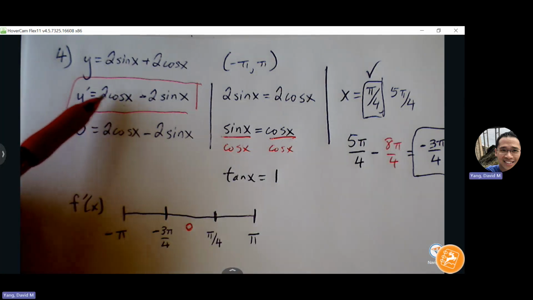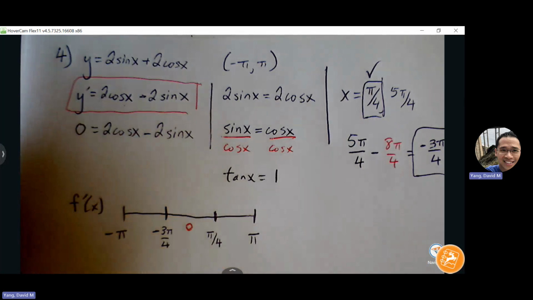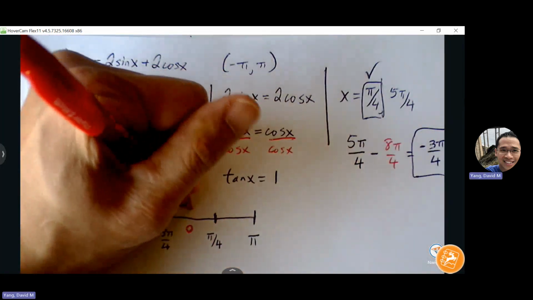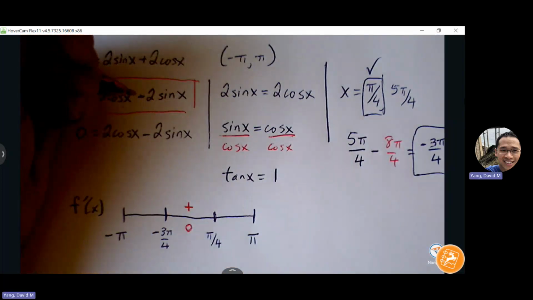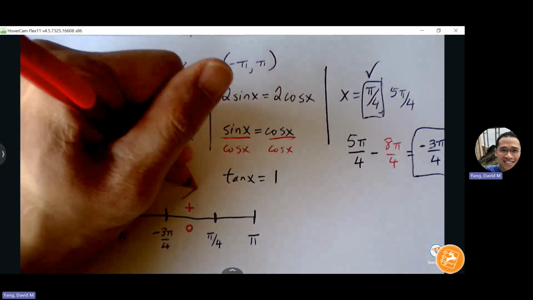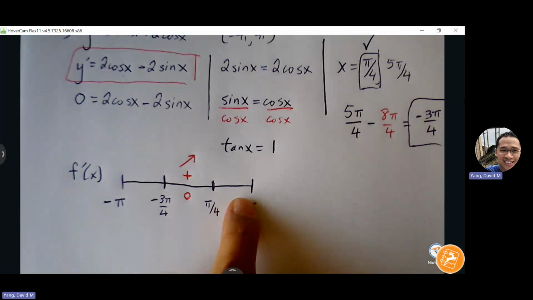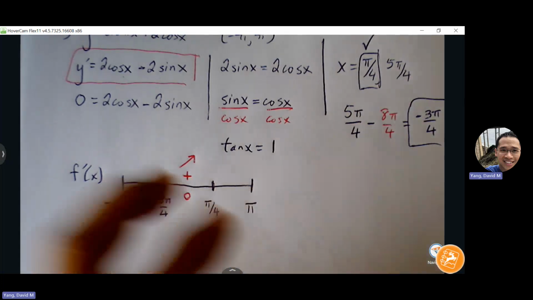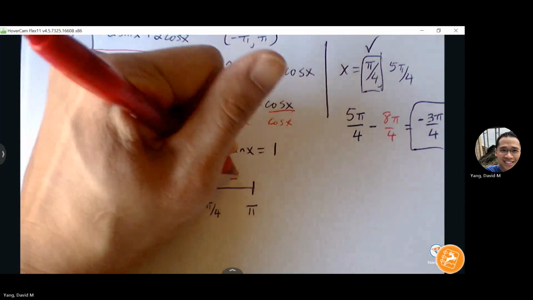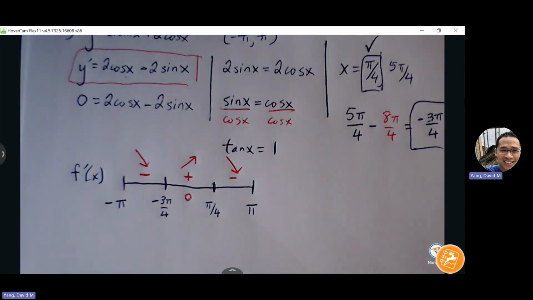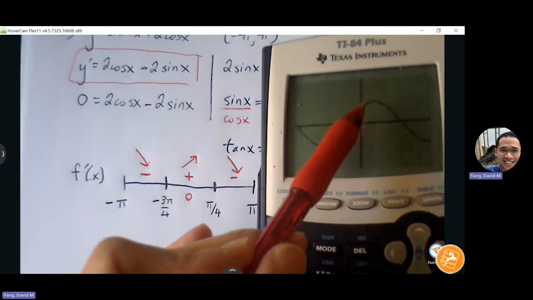Cosine of 0 is 1, right? 1 times 2 is 2. Sine of 0 is 0. So 2 minus 0 is positive. So I know that in this interval, my graph is going to have what? What slope? Positive slope. And I know my sign is going to alternate. So, I mean, I can test other points here as well, but I know both of these will be decreasing. And that should be consistent with what we see in our graph here, right? Decreasing, increasing, decreasing.